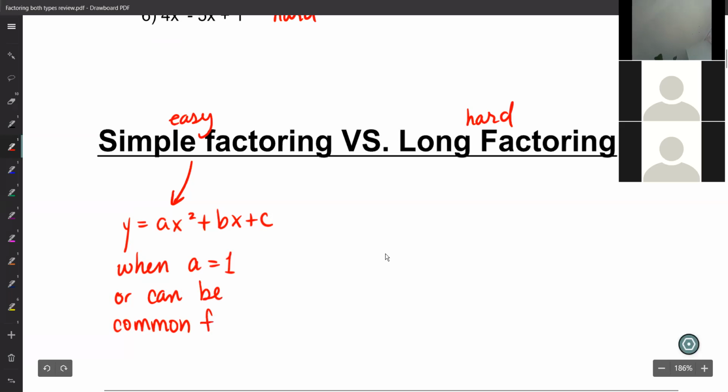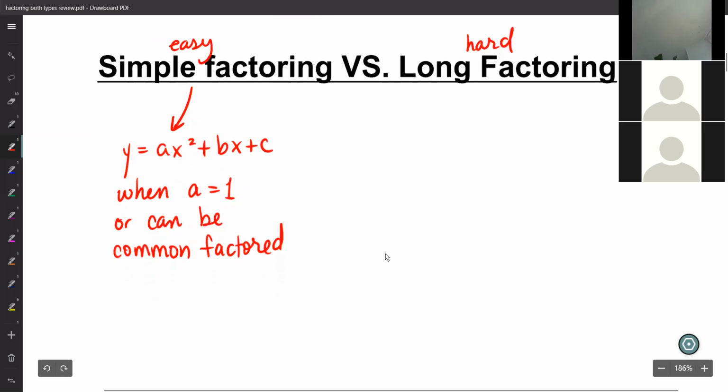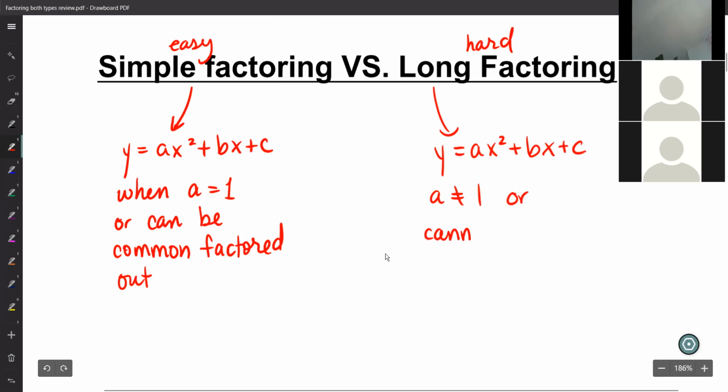Now, even if your full a value can't be common factored out, you still want to common factor first because it will still make the process of doing that long factoring or hard factoring a little bit easier, just because you'd be working with smaller numbers. Long factoring happens when we're in the same form, but this is when a is not equal to 1 or cannot be common factored out to give us a coefficient of 1 in front of x squared.